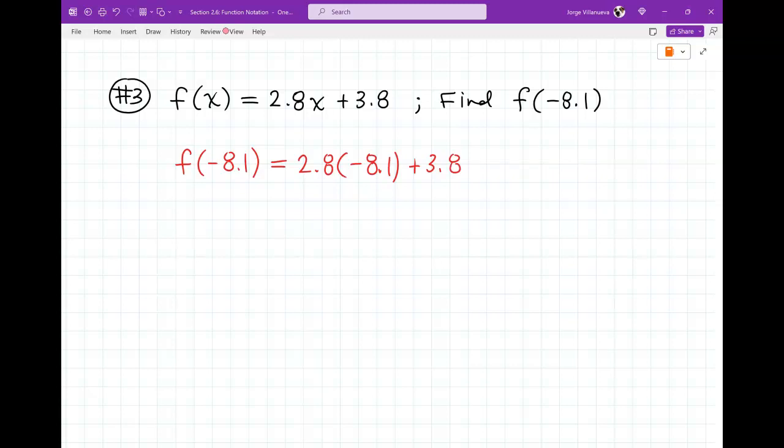2.8 times 8.1 is 22.68, but negative, so negative 22.68 plus 3.8, and that comes out to, sorry about that, give me a second, negative 18.88.